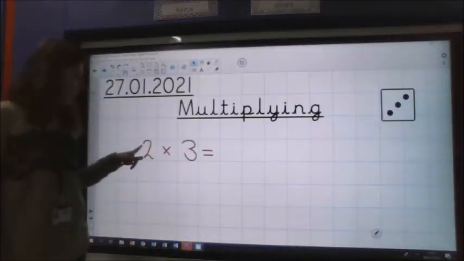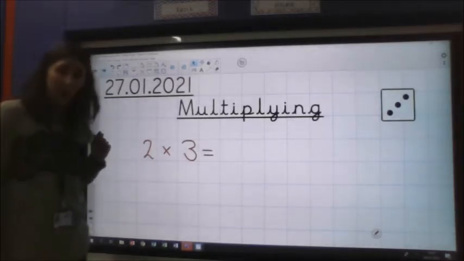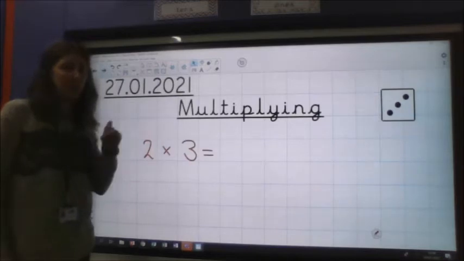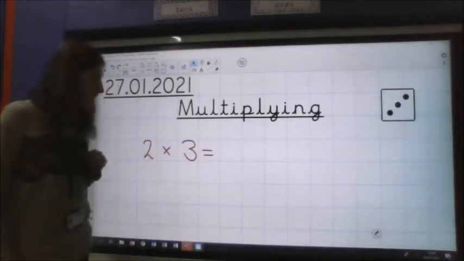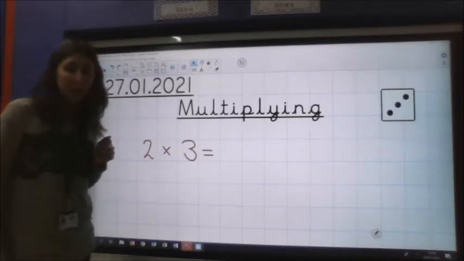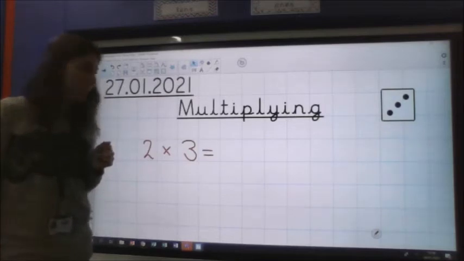When you've worked it out, if you do it by counting, because we have got the number 2, if you do it by counting in twos, can you draw me the array on your board that matches it? So pause the video now, have a go at drawing the array that matches it, and then you can see if you've got it right.